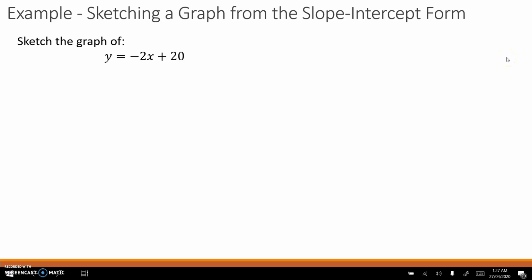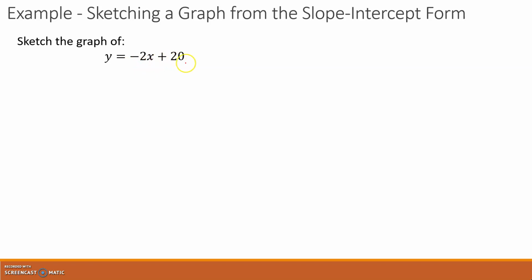All right, I'm going to do a second example now as well of a different line, and I'm also going to do it without a grid just to show you how you can sketch a line when there's no grid or set of axes already available to you. So the line that I'm sketching is the one here, y equals negative 2x plus 20. So like we said before, we need 2 points in order to do that.